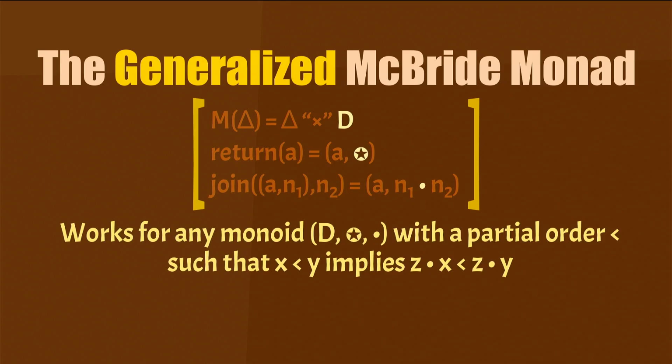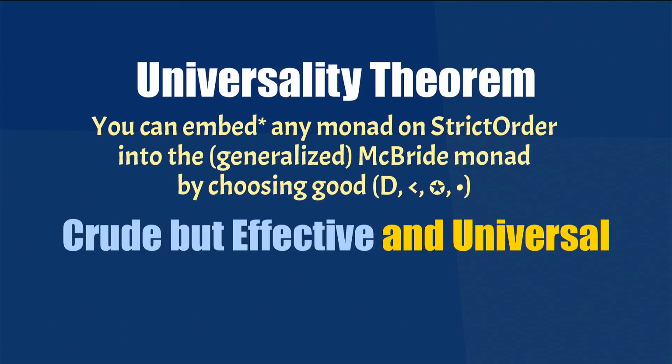Okay, so now I have this defined, I can finally give you the theorem statement with the least amount of lying. You can embed any monad on the category of strict order into the generalized McBride monad by choosing a good monoid and a good partial order. So the slogan will be that the design is crude but effective and also universal.